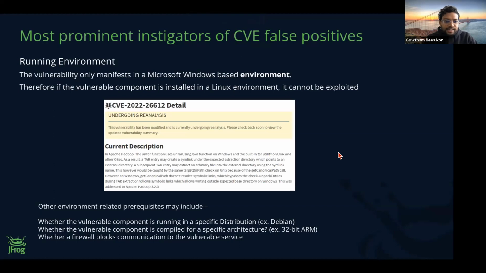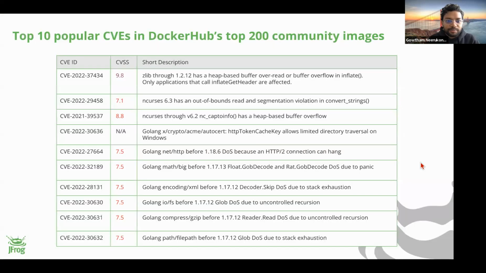As I mentioned, the third factor that determines whether the CVE false positive instigator is available or not is the runtime environment. Again, here you can see an example wherein a CVE, 2022-26612, is mostly vulnerable in a Windows-based environment. So if you are using the given library in a Linux environment, then the given CVE cannot be exploited. Here you can also see some of the other conditions as well. Of course, we won't go deeper into every detail as this is a short webinar.